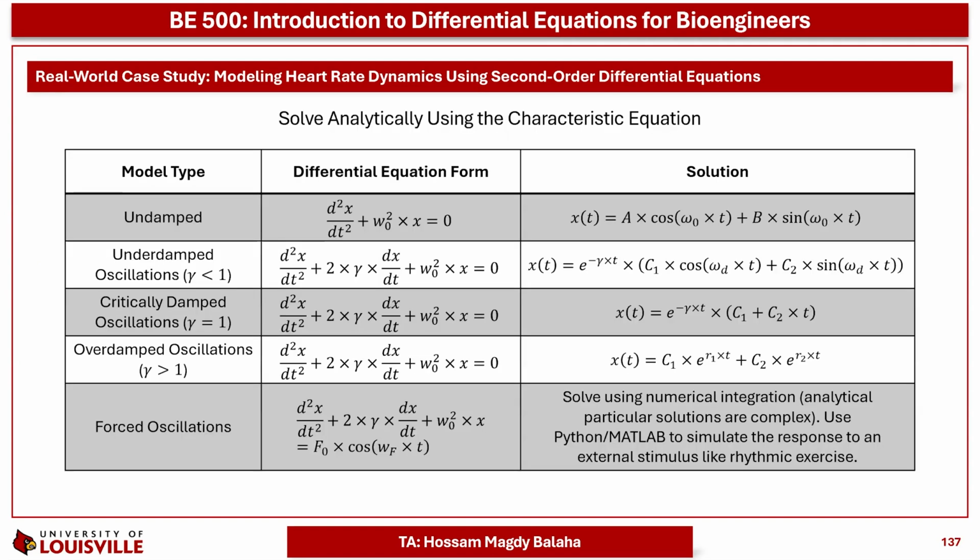Here we are summarizing what's going to be programmed in Python and MATLAB. For the undamped, the factor for the first derivative will be 0, and we will use the corresponding general solution, and the same for the underdamped, critically damped, and overdamped. We will use different general solutions, as you see here in the last column and illustrated earlier. And for the last one, we will use f of t equals f naught multiplied by cosine omega f multiplied by t. And here we will solve this using numerical integration, because analytical particular solutions for many cases can be complex.